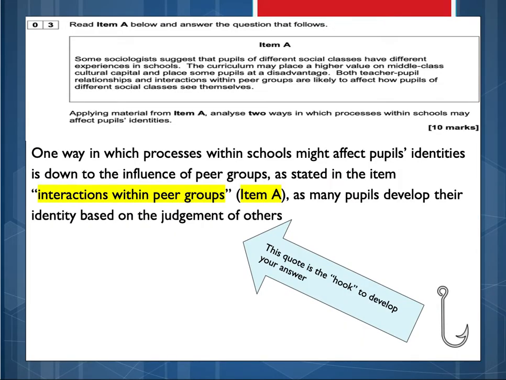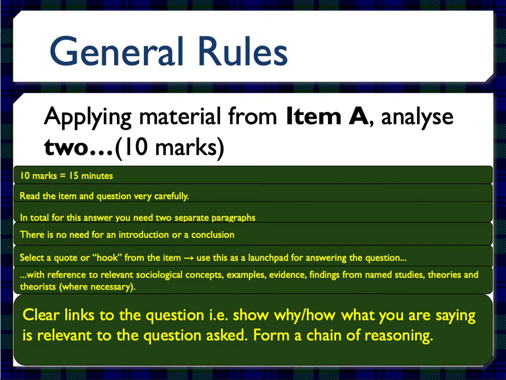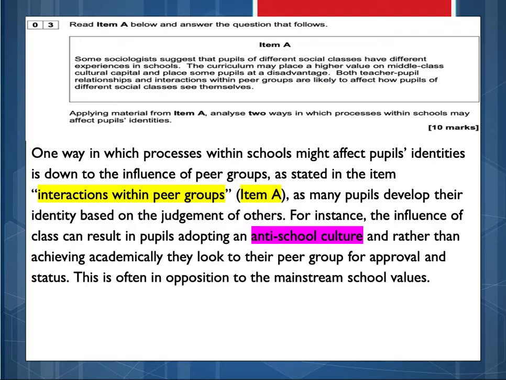I'm going to go through a worked example of a response to this exam question from someone called Solomon. Here we can see, and this is the first part of his answer, where he's identified the part of the item that he's going to use to answer the question. He's made it clear to the examiner and he's used quotation marks. He now needs to develop this quote or hook, if you like, to help answer the question. Going back to our general rules list, he now needs to develop the answer further with reference to concepts and crucially some sort of evidence.